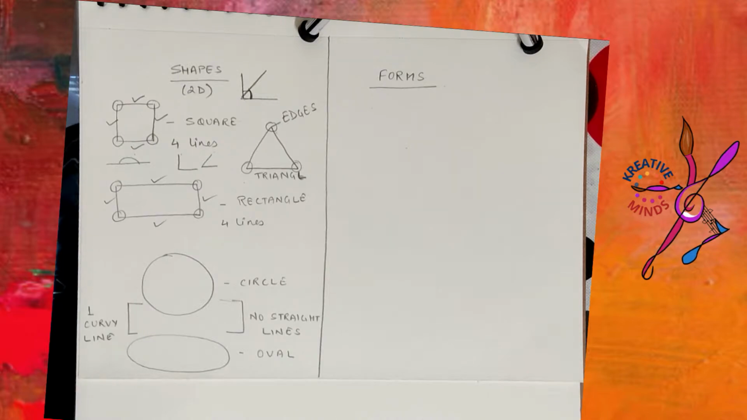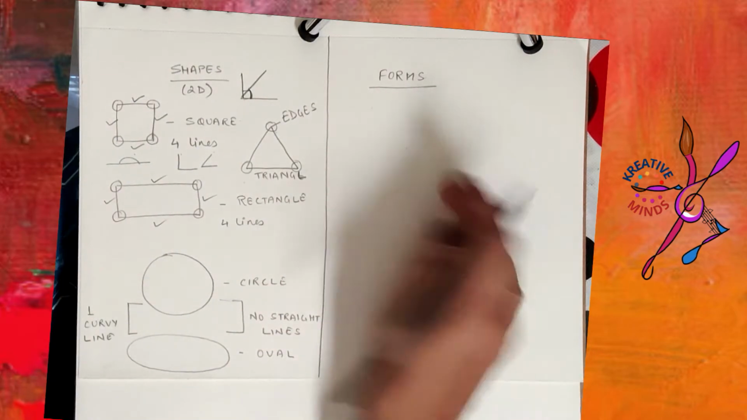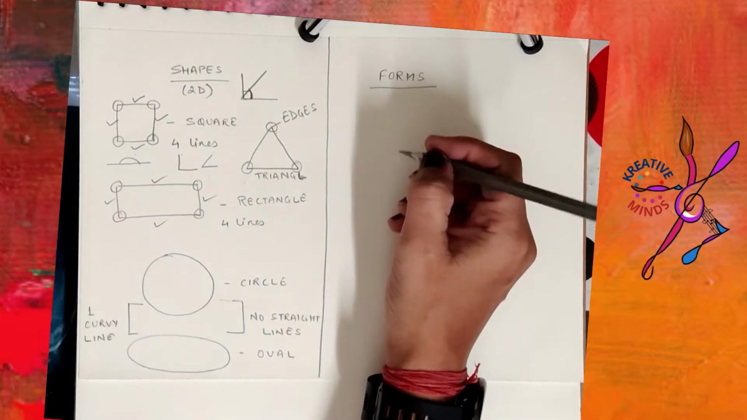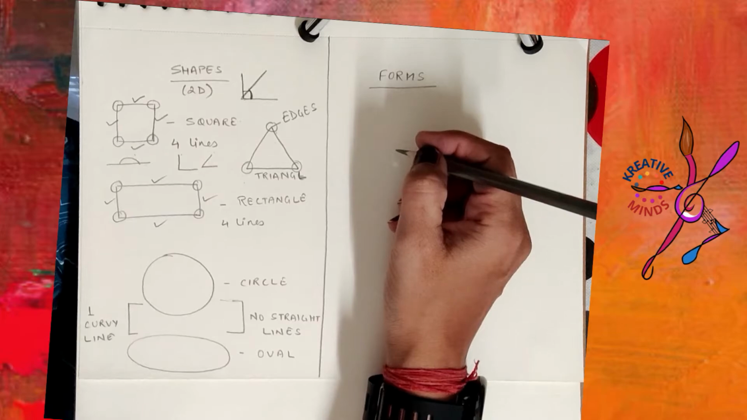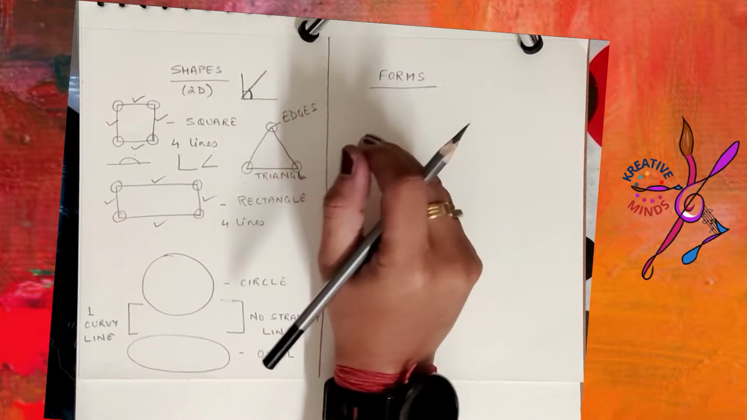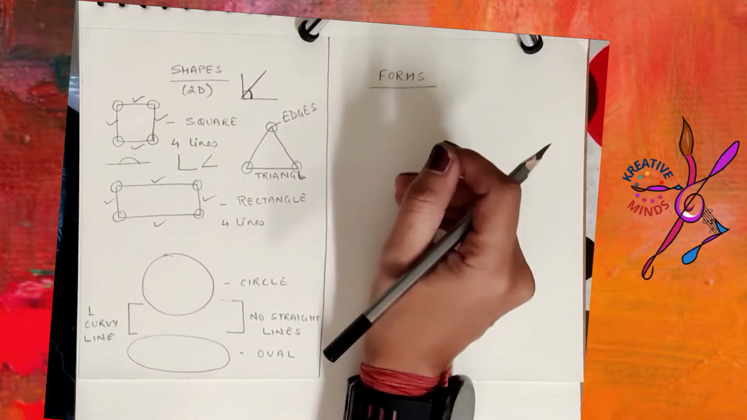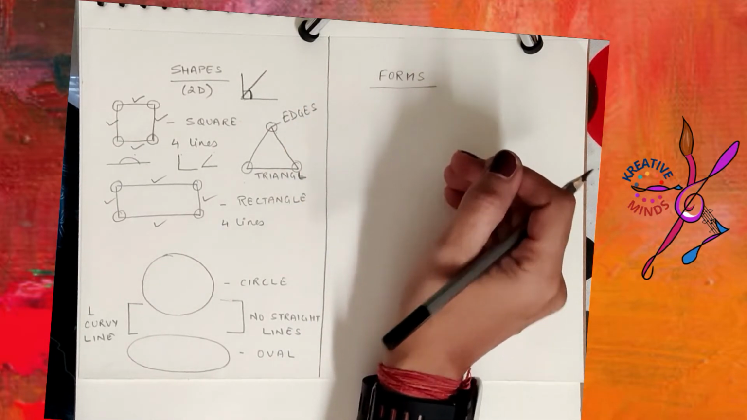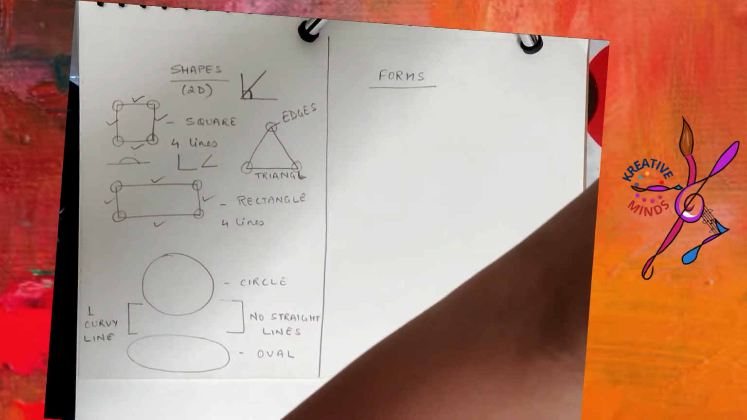Okay, now I just have one question before we start with the forms. Yesterday in the previous class I asked what the corners are called in art terms. Edges. Yes, correct. Edges. So now yesterday we drew a square. Now I said in order to convert a shape into a form, we need to add more lines. Right?